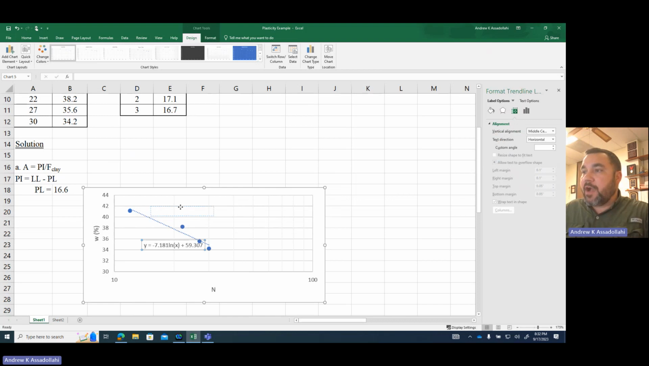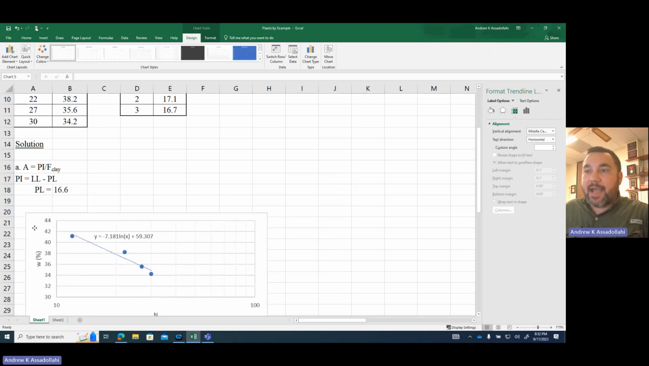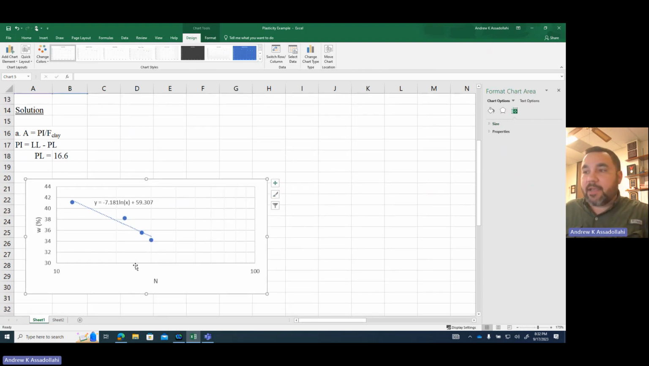So this is my linearized logarithmic equation where y represents moisture content and x, which is our independent variable, represents the number of blows, okay? Now, again, I can visually get the liquid limit. I can eyeball about 25 here, come up, come over, and I'm going to see I'm a little bit above 36 for the liquid limit.